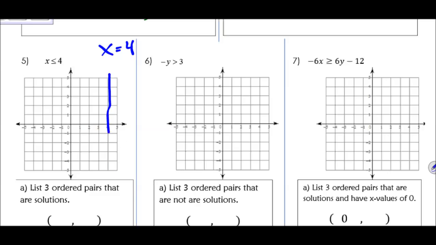That is just a vertical line, straight up and down at 4. And it's a solid line because it's less than or equal to. You make a solid line. The problem is we can't shade up or down on this. We can't shade above or below because it's saying x is less than 4. So it's a vertical line. There is no up and down there. There's either left and right.